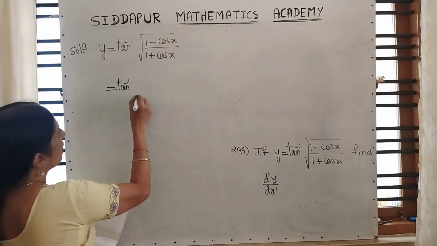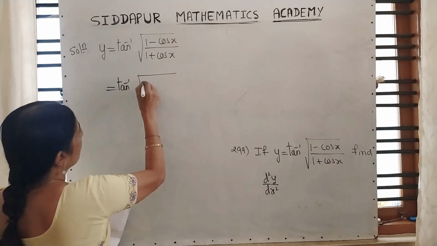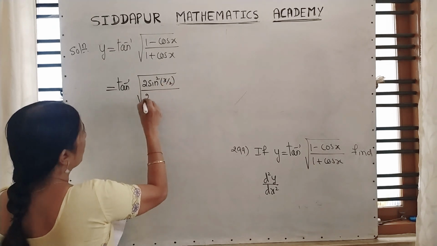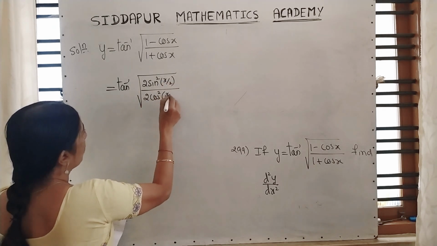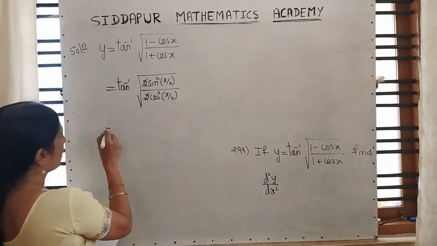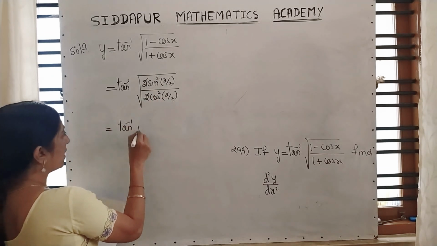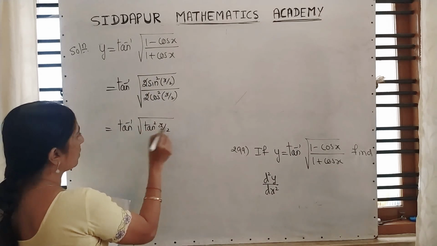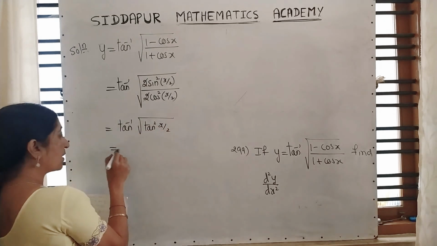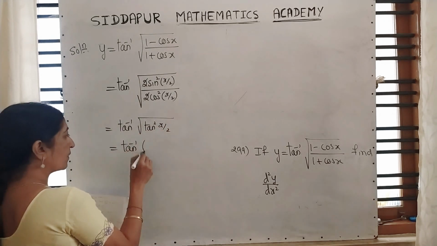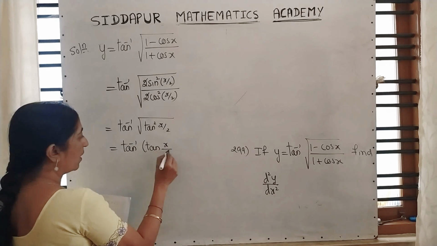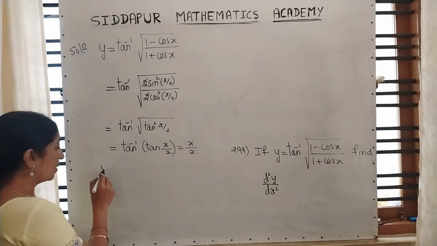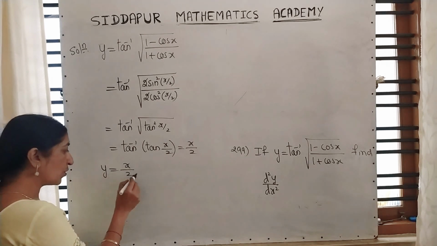Tan inverse, 1 minus cos x is 2 sin square x by 2 upon 2 cos square x by 2. 2 gets cancelled. Tan inverse root of sin square by cos square is tan square x by 2. Square root of tan square is tan. Tan inverse of tan x by 2. Tan inverse of tan x by 2 is x by 2. That means y is equal to x by 2.